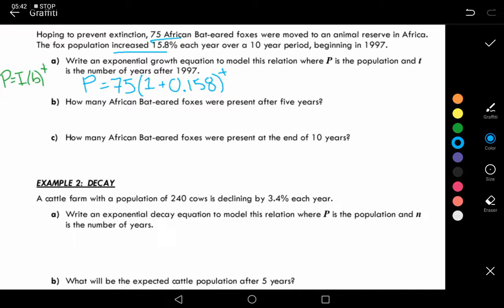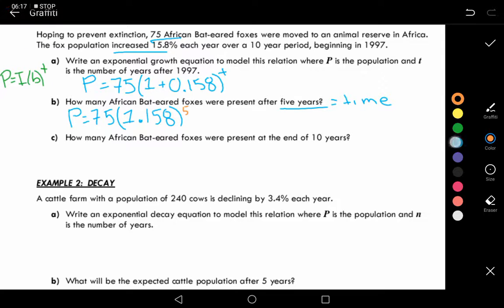Now using that equation, part B says how many African bat-eared foxes were present after 5 years? It's telling you 5 years. Well, 5 years is a time period, right? So that means we need to sub in 5 for our value of t here. So we take our original equation here. I'm going to simplify it by adding these together. 1.158 to the power of 5.